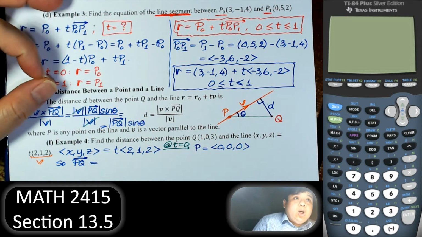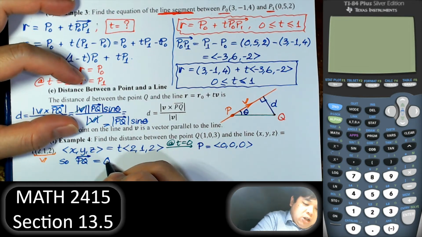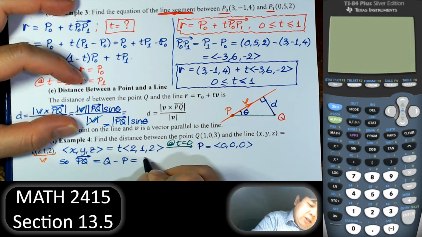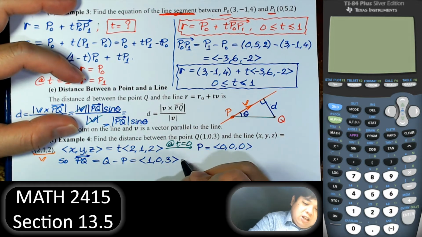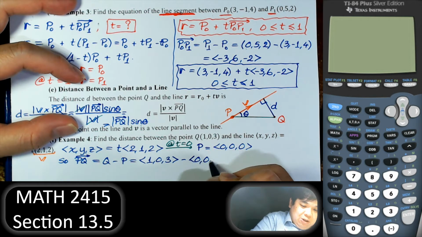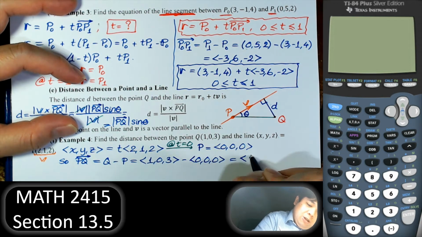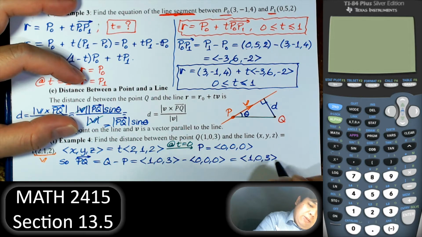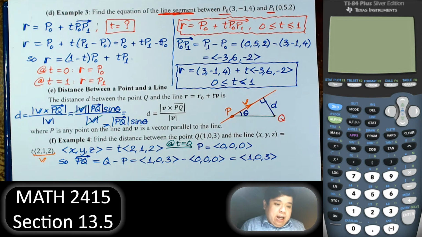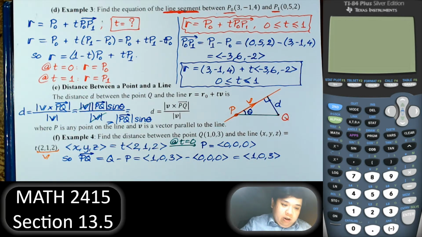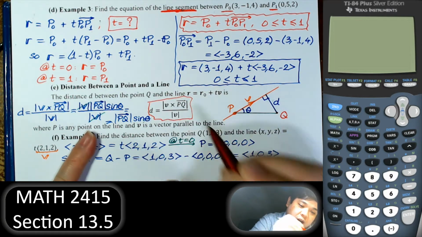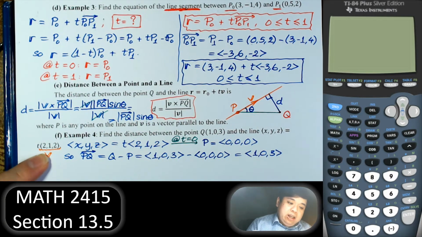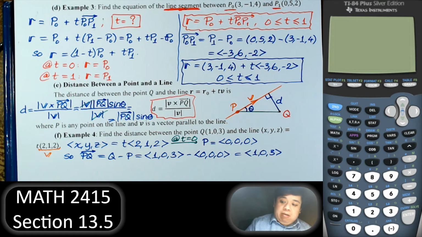So vector PQ is equal to Q minus P: 1, 0, and 3. I should leave a lot more space than this. 0, 0, 0, 1, 0, and 3. And then we use that formula for the distance of a point to a line. We have V, we have PQ, we have everything.